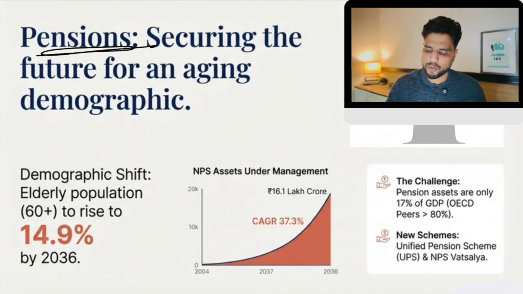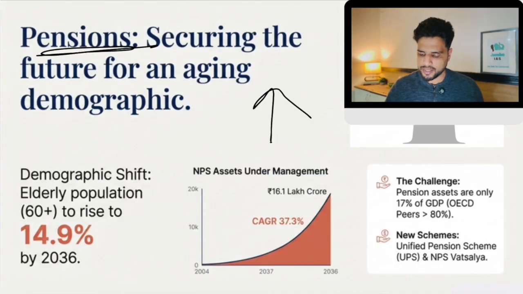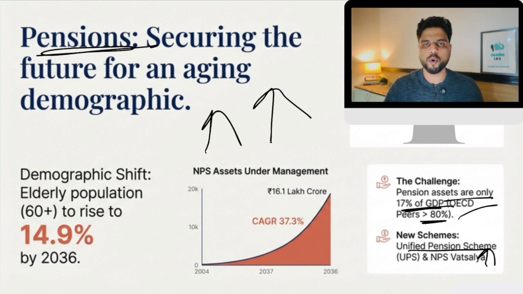Then the pension sector, we are seeing growth in the pension sector. There are some challenges. Pension assets are only 17% of GDP, while for OECD countries it is 80%. But we have taken many reforms like the Unified Pension Scheme and many others. So the pension market will become more deep.